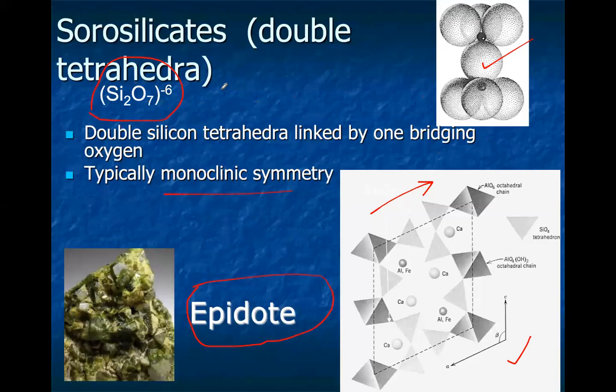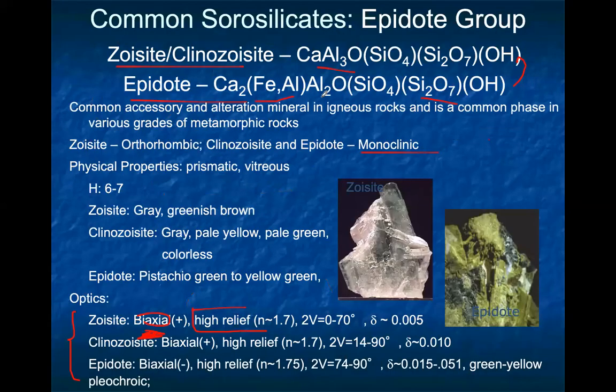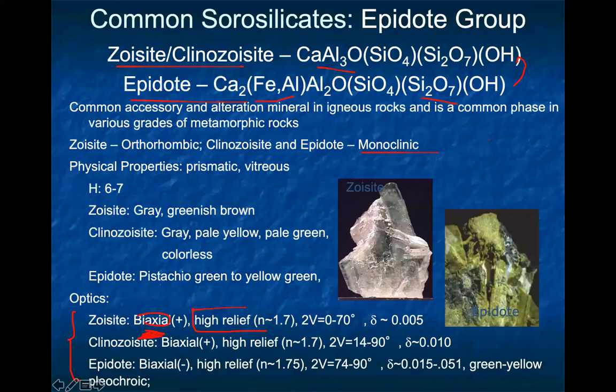So these zoisites, epidotes, they come under this particular group of sorosilicates. Okay, right. So just remember the difference between mesosilicates and sorosilicates. Mesosilicates are single tetrahedra and sorosilicates are double tetrahedra. They are interconnected with a single bridging oxygen. Okay, right. So do you have any questions up to now?